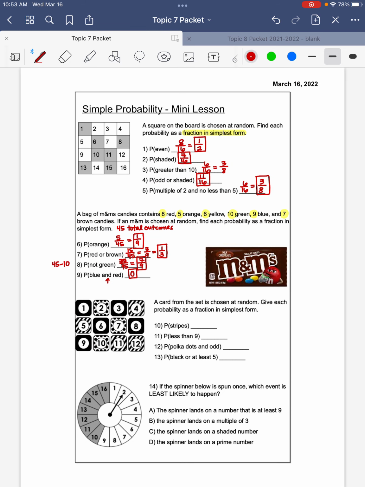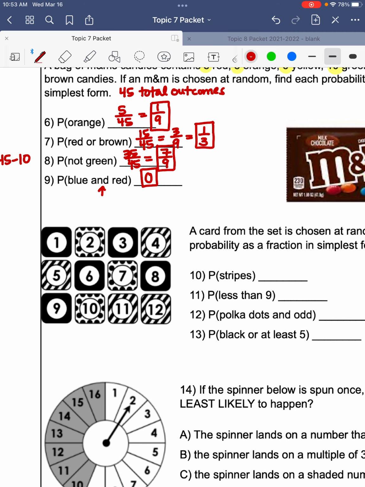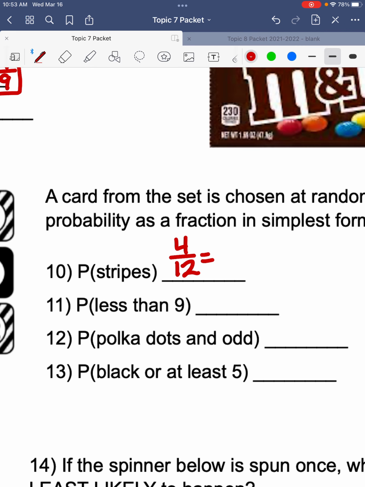Okay, let's move on to part 3. A card from the set is chosen at random. Give each probability as a fraction in simplest form. So the probability of choosing a card with a striped background, probability of stripes. My striped backgrounds, they're 1, 2, 3, 4, and there are 12 total cards. So 4 of them have a striped background and there are 12 total. So 4 over 12 is my probability, but I can reduce that fraction. So I know that 4 goes into both of those. 4 divided by 4 is 1, and 12 divided by 4 is 3. So 1/3 is my answer.